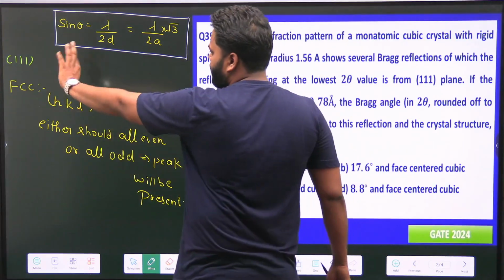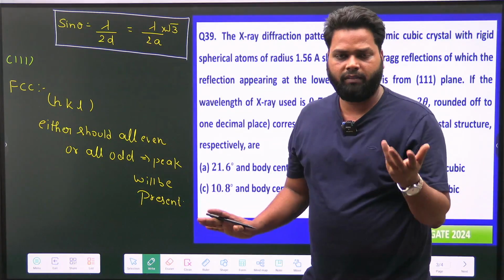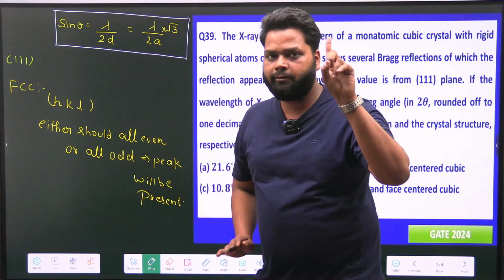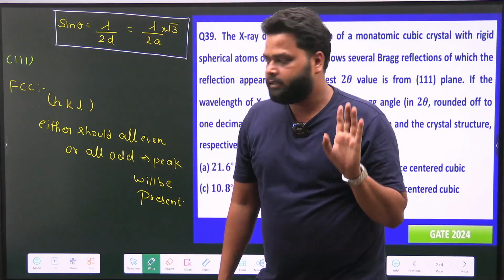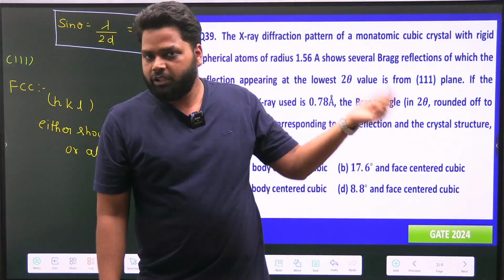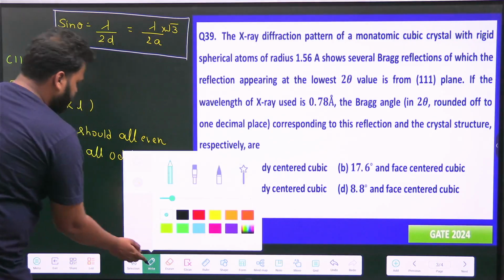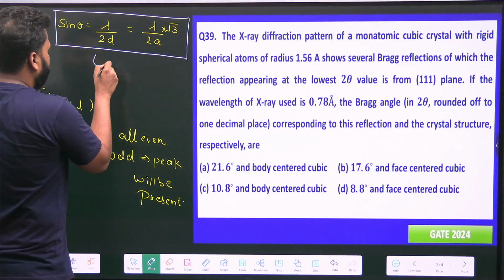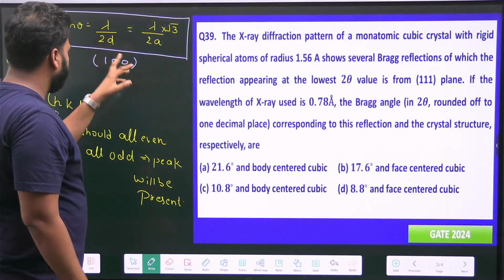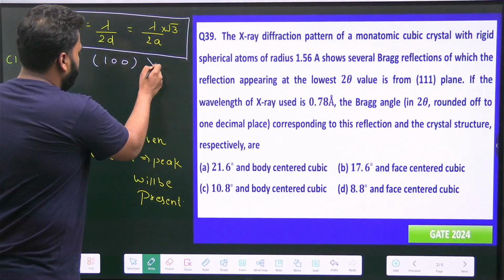So if you see 111, then yes, all the integers are odd. So the first condition is satisfied, that yes, it could be face-centered, but whether it is the smallest or not, let's check this again. Let's start from here. What should be the fundamental peak? This is 100, does it follow? No, because there is an even-odd combination. 0 is even, 1 is odd, so it cannot be possible.